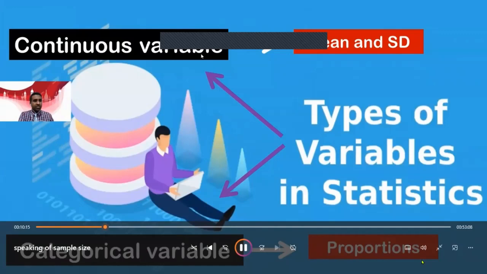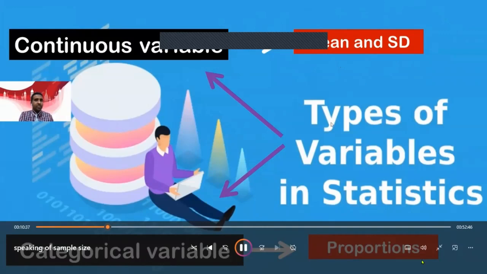There are two types of variables, continuous variable and categorical variable. So let us consider our primary objective, anesthetic efficacy. How are you going to determine the anesthetic efficacy? By visual analog scale. Visual analog scale means it's going to be a continuous scale. Mean and standard deviation, it is a continuous variable. So your primary outcome measure is a continuous variable measured in mean and standard deviation.